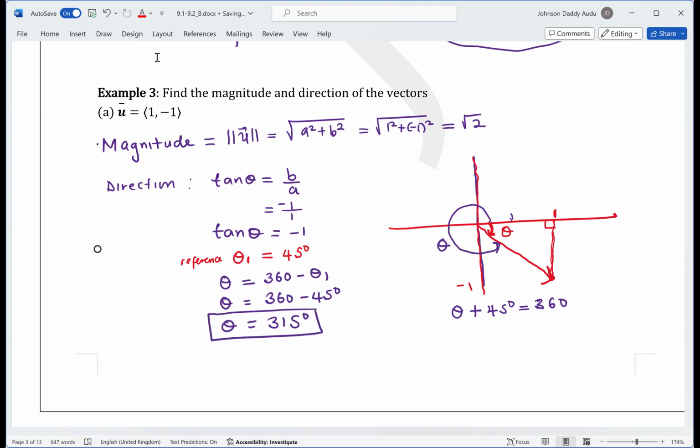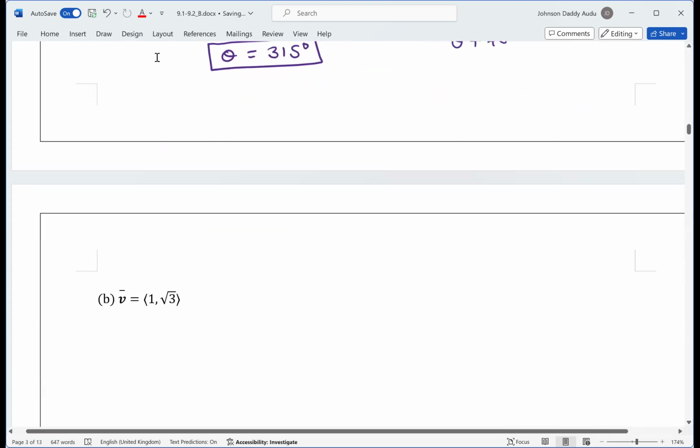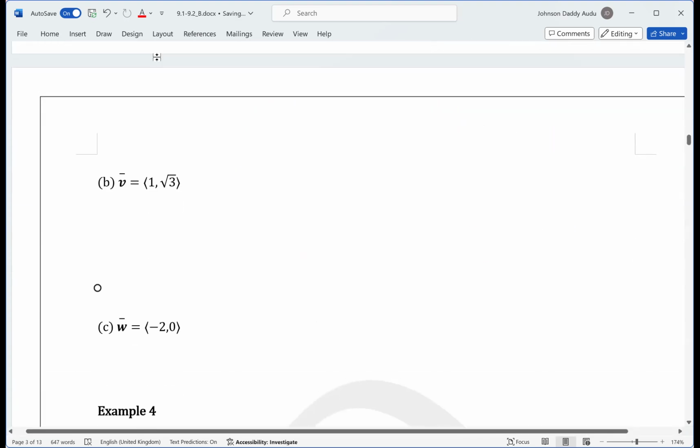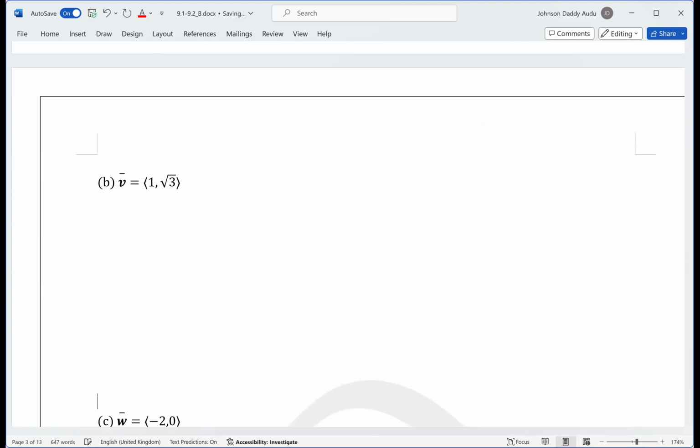All right. So let's move on. Now for example 2, or for B, the same thing. We can find the magnitude. It's just going to be the square root of 1 squared plus root 3 squared. This is going to be 1 plus 3, right? And this is the square root of 4, which is equal to 2. So we're done with the magnitude.